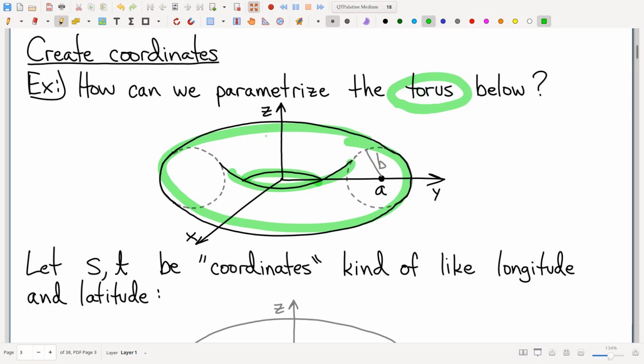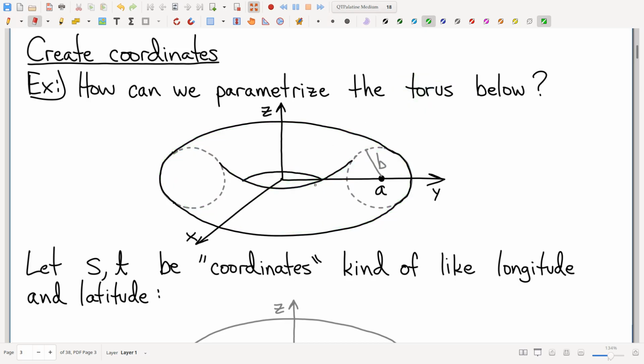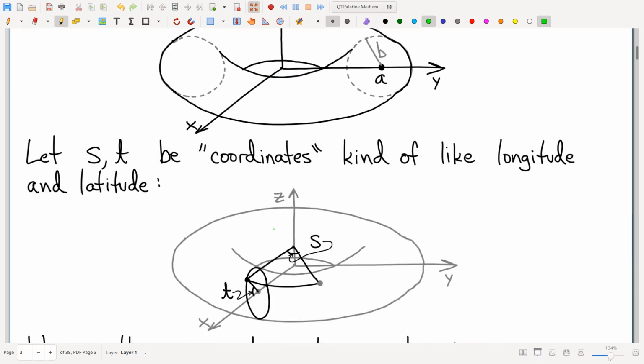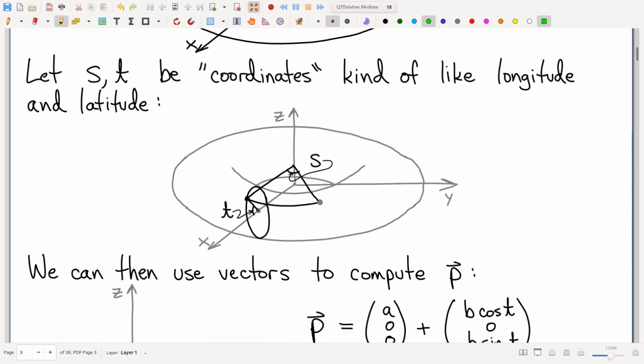Let's just think about how I would describe where I am on the surface of a donut. If I had some point here and I wanted to tell you where I was on the surface of the donut, there are different ways you could do it. I guess you could talk about the three-dimensional rectangular coordinates of that point. I think that'd be a terrible way to describe your location on the surface of a donut.